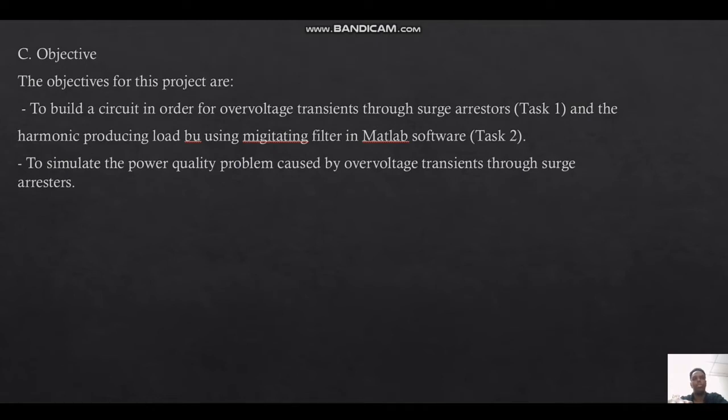C. Objectives. The objectives for this project are to build a circuit to study overall voltage transients through the surge arresters, Task 1, and the harmonic producing load using a mitigating filter in MATLAB software, Task 2, to simulate the power quality problem caused by overall voltage transients through the surge arresters.